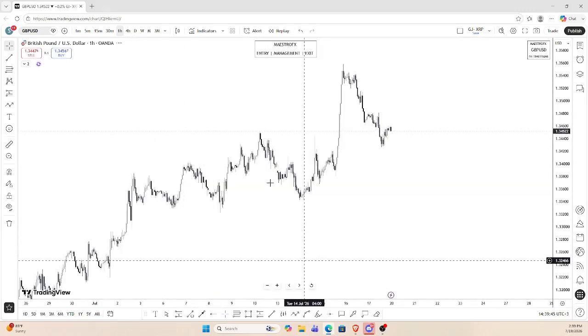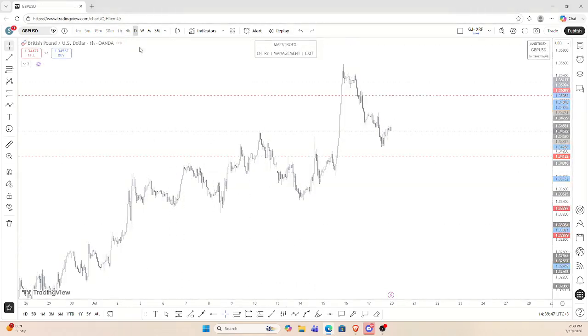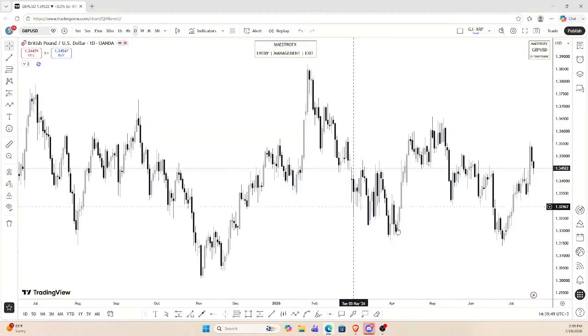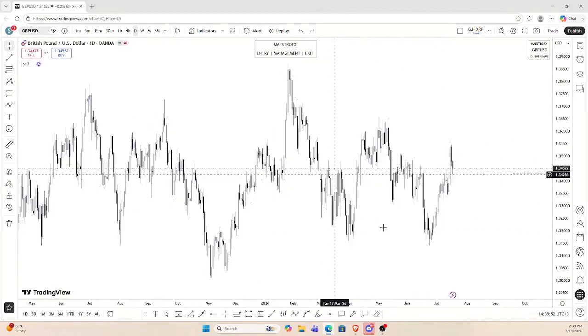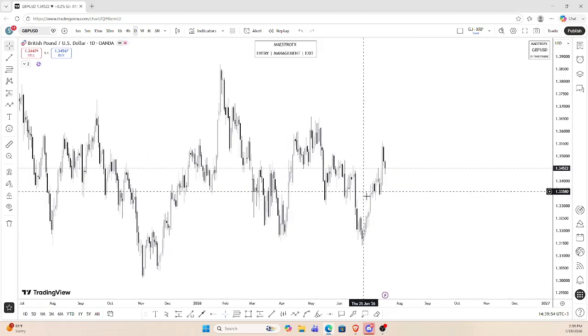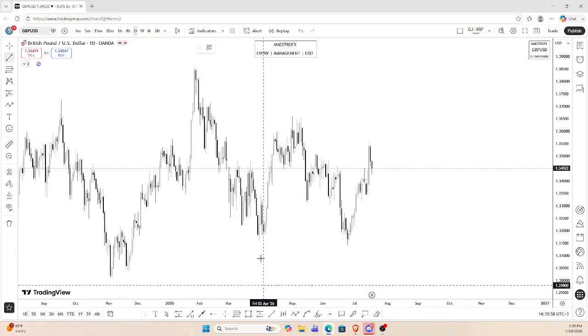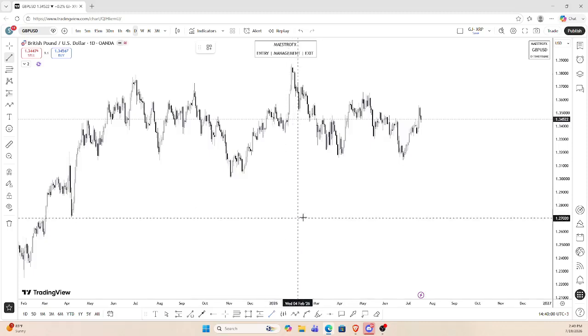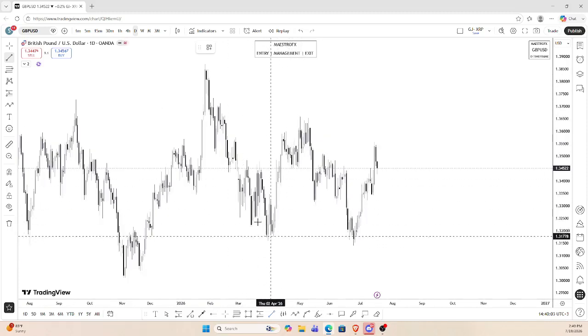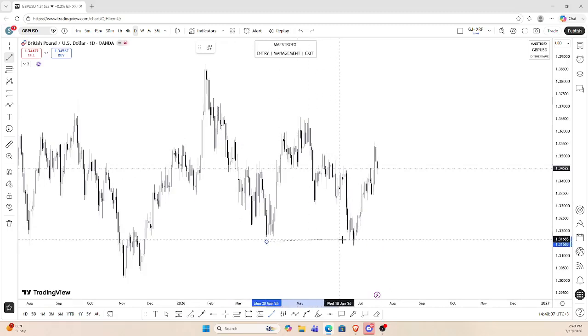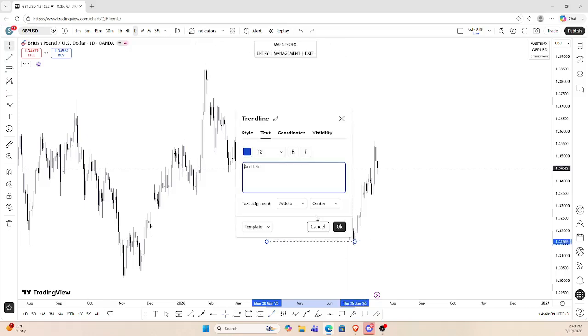I don't think it has a very good price action, but nevertheless, let's look. We can see that we had, you can say, we can call it a break of structure or a swipe of liquidity.